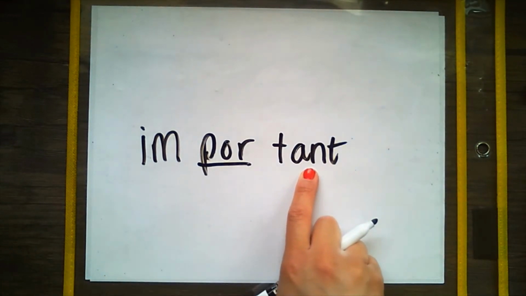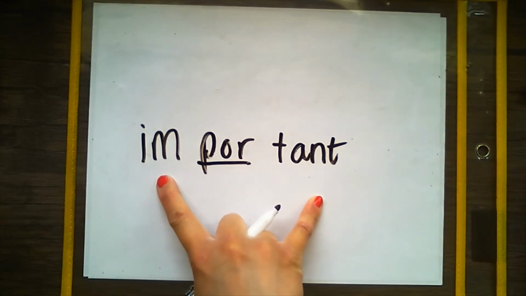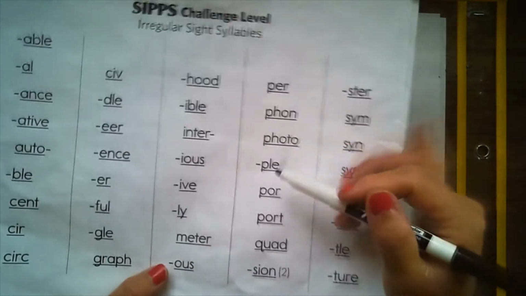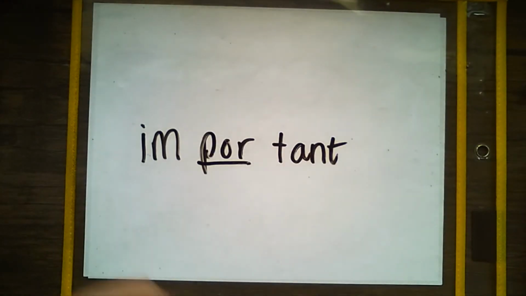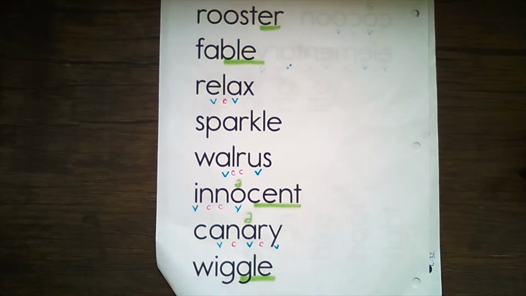Read tent. Try for the real word. Important. And let's double check that pour is an irregular sight syllable. It absolutely is. It's on our list here. Great job, my friends. Let's now move on to reading entire words.